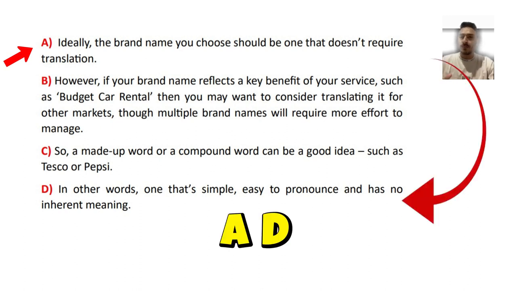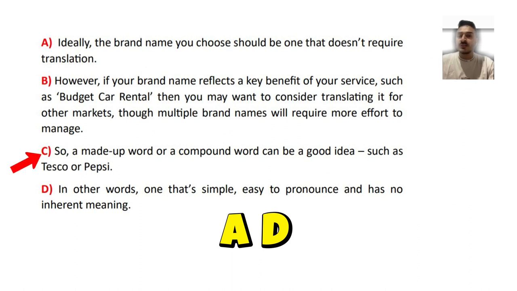After A, D will come. In other words, I am explaining here. In the A option, this question is talking about the brand name you choose should be one that doesn't require translation. In other words, one that's simple, easy to pronounce and has no inherent meaning. So here in the C option, you can see, so a made up word or a compound word can be a good idea. Here we are talking about an idea. In the D option, we are asking for easy to pronounce and no inherent meaning, such as Tesco or Pepsi.